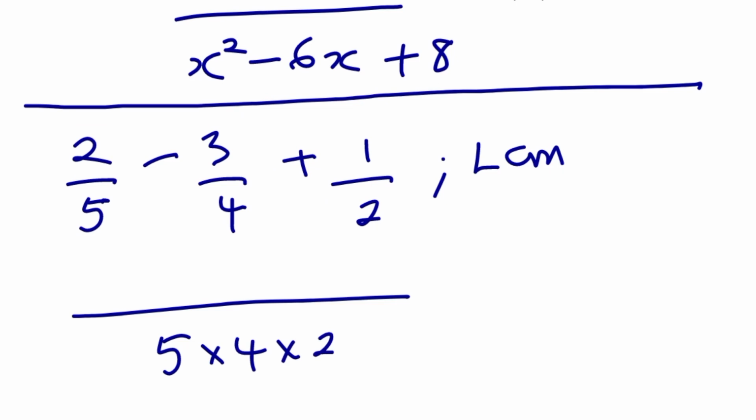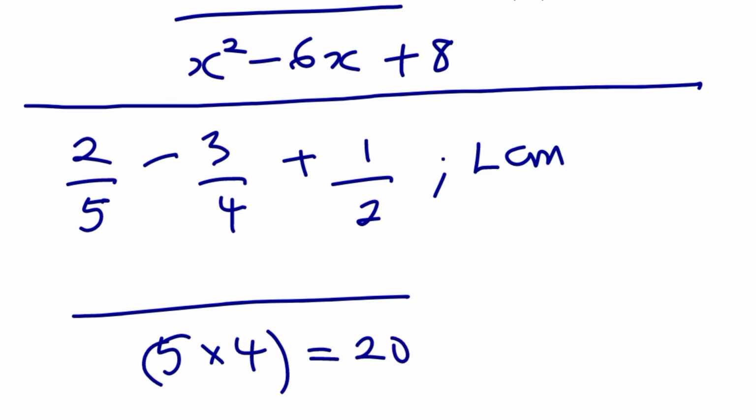Now 5 by 4 by 2 is going to give us 40, but we don't need 40, because if we use 20, 5 goes into 20, 4 goes into 20 also, and 2 will also go into 20. So we can eliminate 2, since 4 has the multiple of 2. We are left with 5 and 4, which is 20. So this becomes 20.